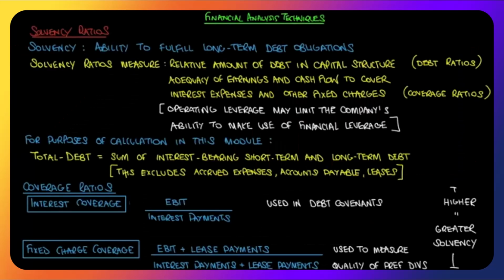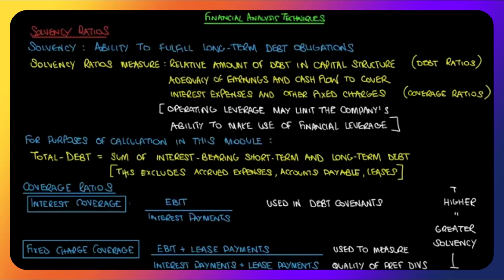Next up, solvency. The ability to fulfill long-term debt obligations, as we talked about. It's all about how much debt you have in your capital structure. Solvency ratios measure the relative amount of debt in capital structure, as we said. They're the debt ratios. The adequacy of earnings and cash flow to cover interest expense and charges resulting from that debt. They are your coverage ratios.